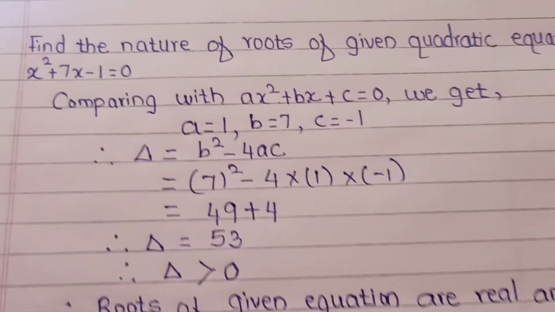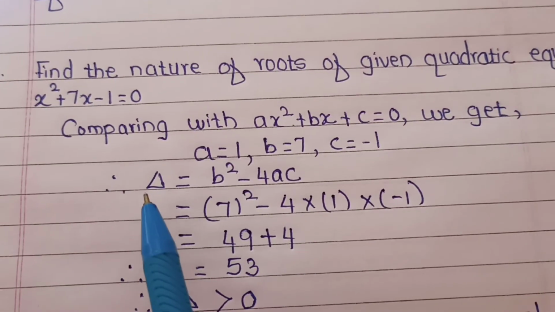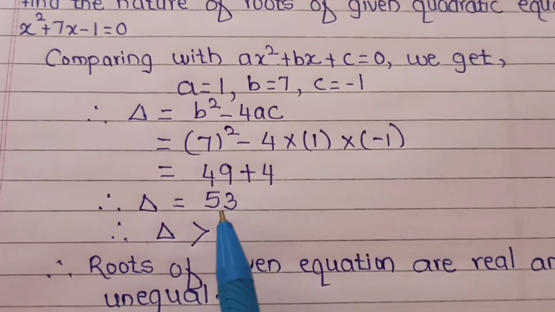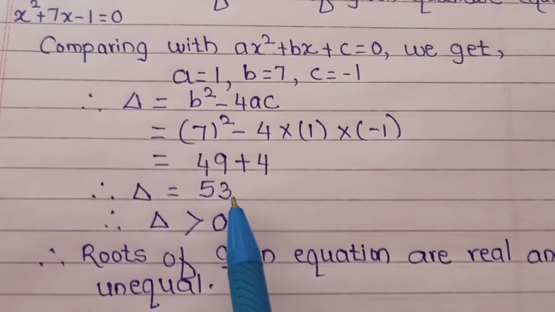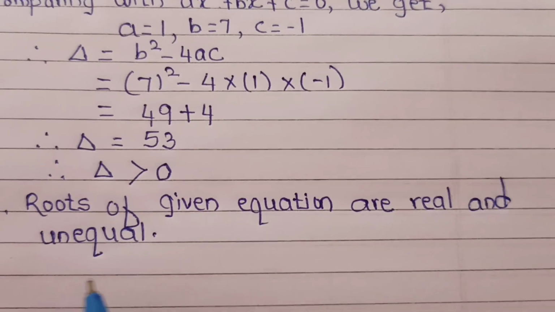So for determining the nature of roots, we have to first calculate the value of discriminant delta, and depending upon the value, whether it is 0, positive or negative, we have to write our final answer line indicating the nature of roots.